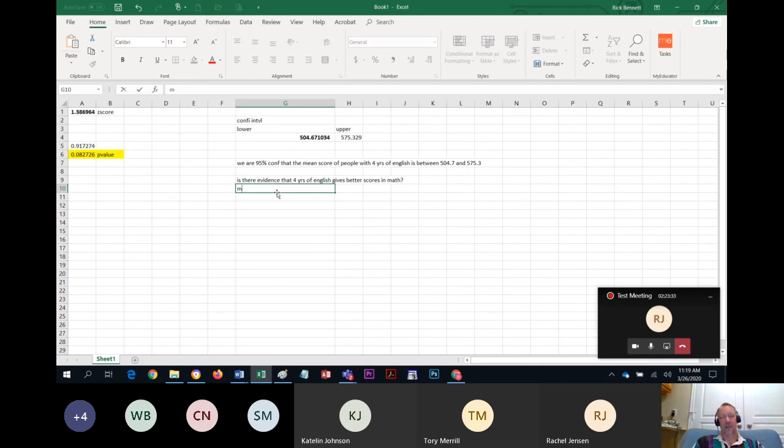Remember, your null hypothesis is mu equals 515. So that's your hint. Yes, there is. Why do you say yes, there's evidence? Because 540 is between 504 and 575.